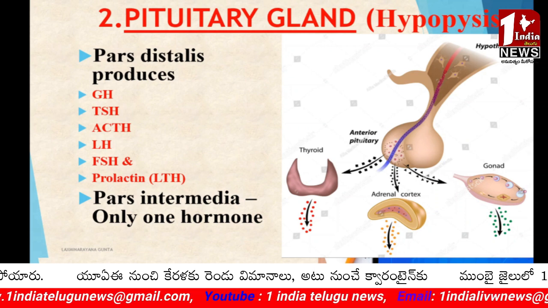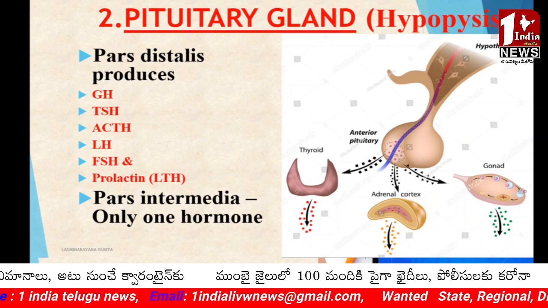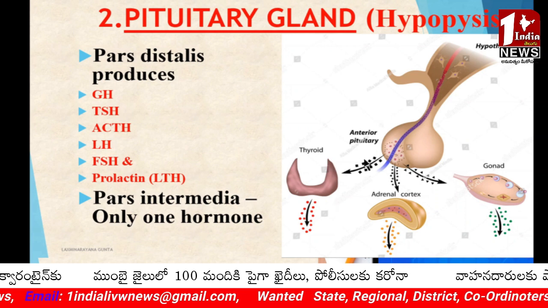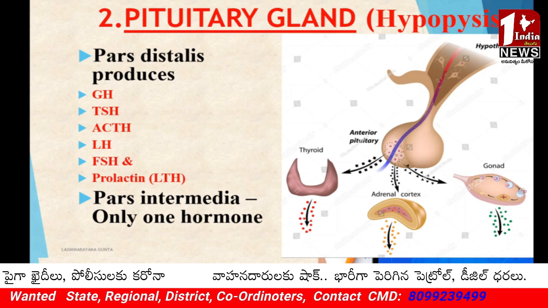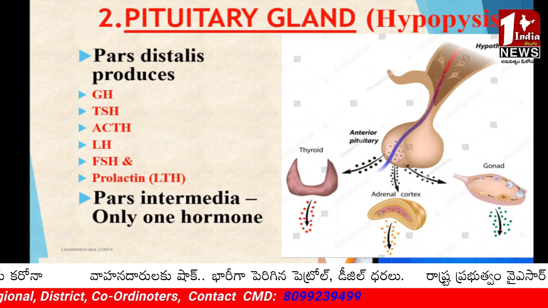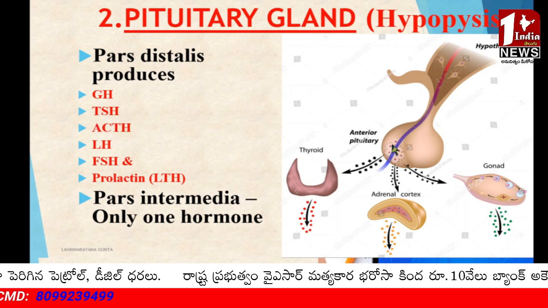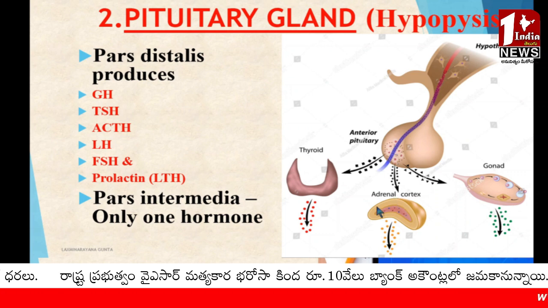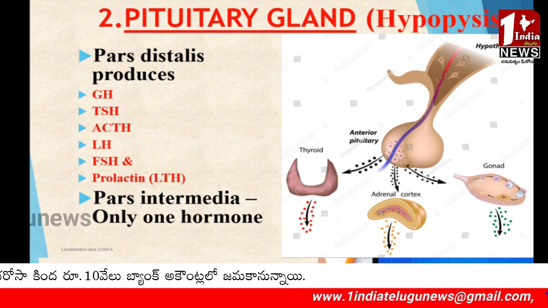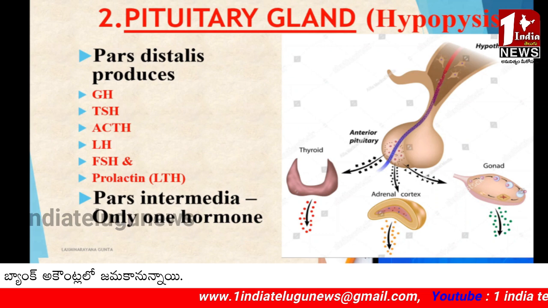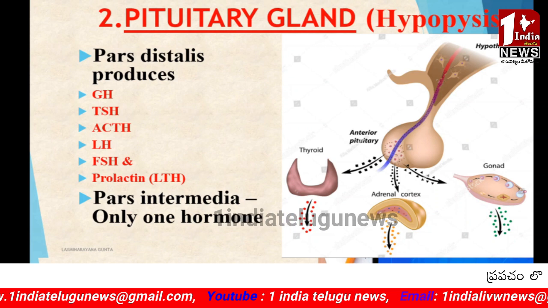The second one is thyroid stimulating hormone, or thyrotropin. This thyroid stimulating hormone acts on the thyroid, and in turn the thyroid releases hormones like thyroxine. Coming to the next one, adrenocorticotropic hormone. It acts on the adrenal cortex, which is present on the kidneys. It controls the synthesis and secretion of glucocorticoids from the adrenal cortex.